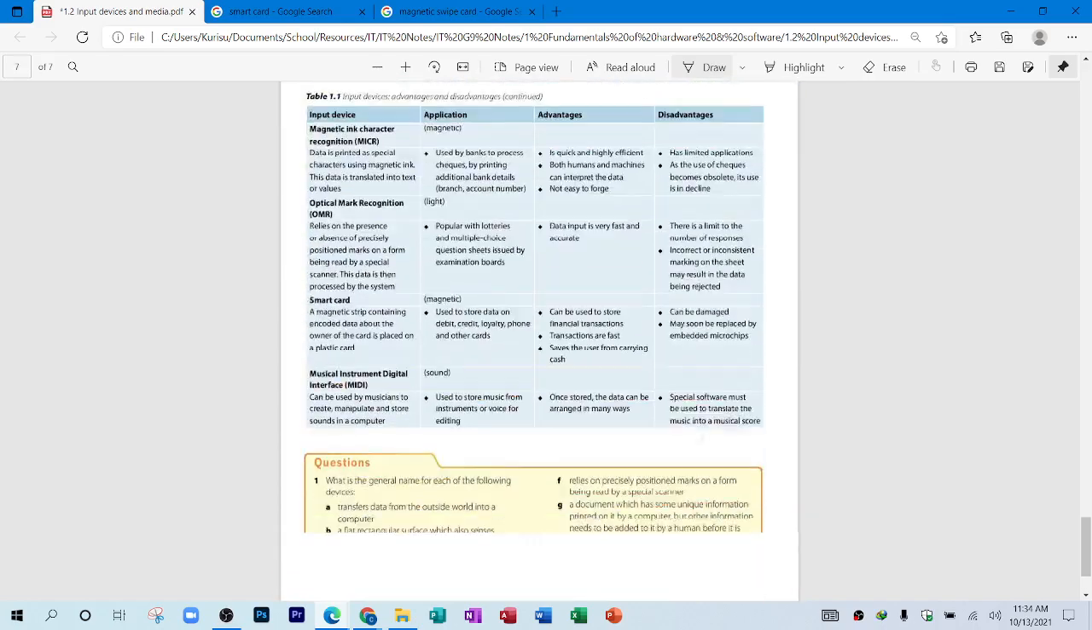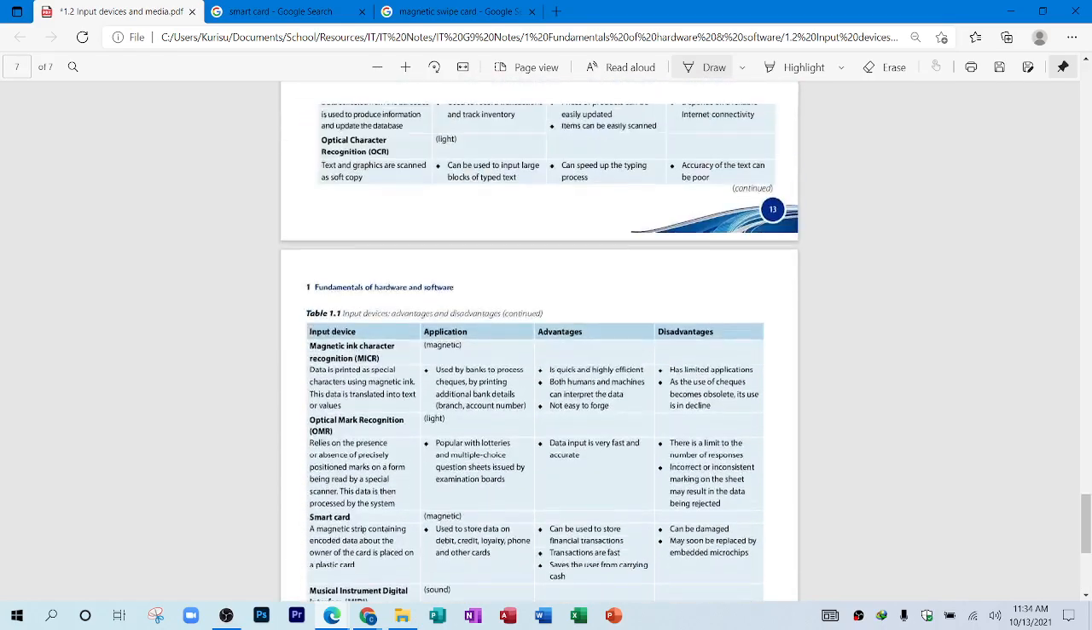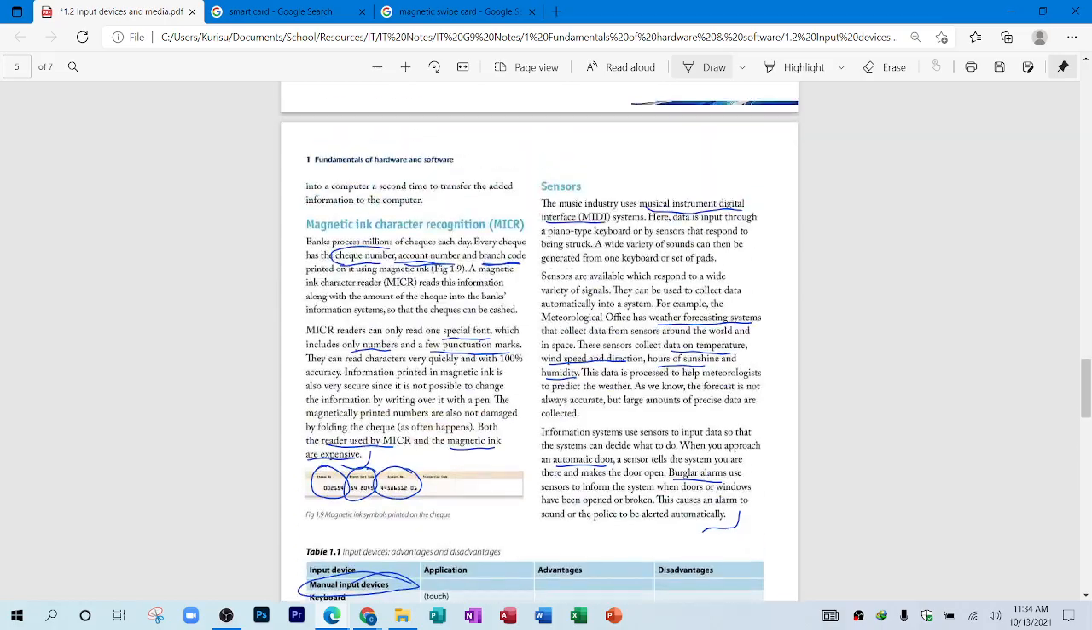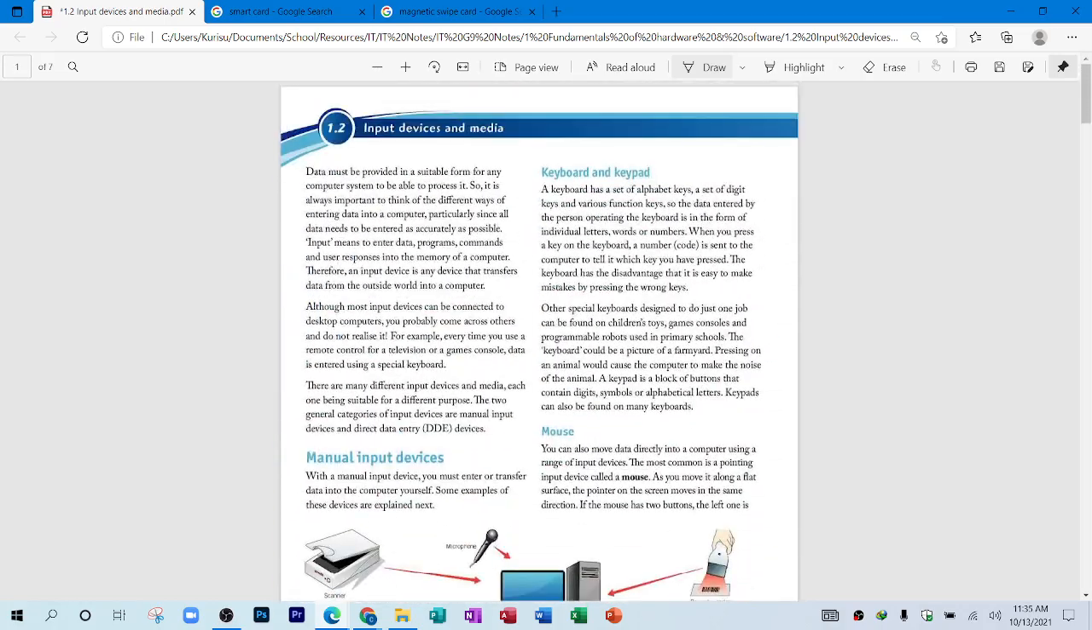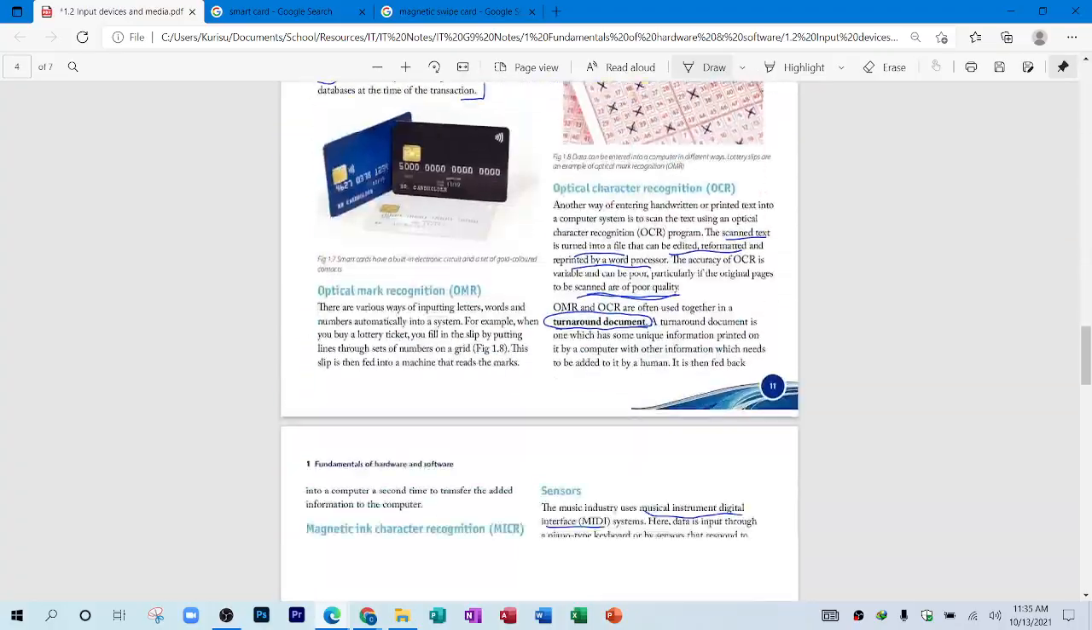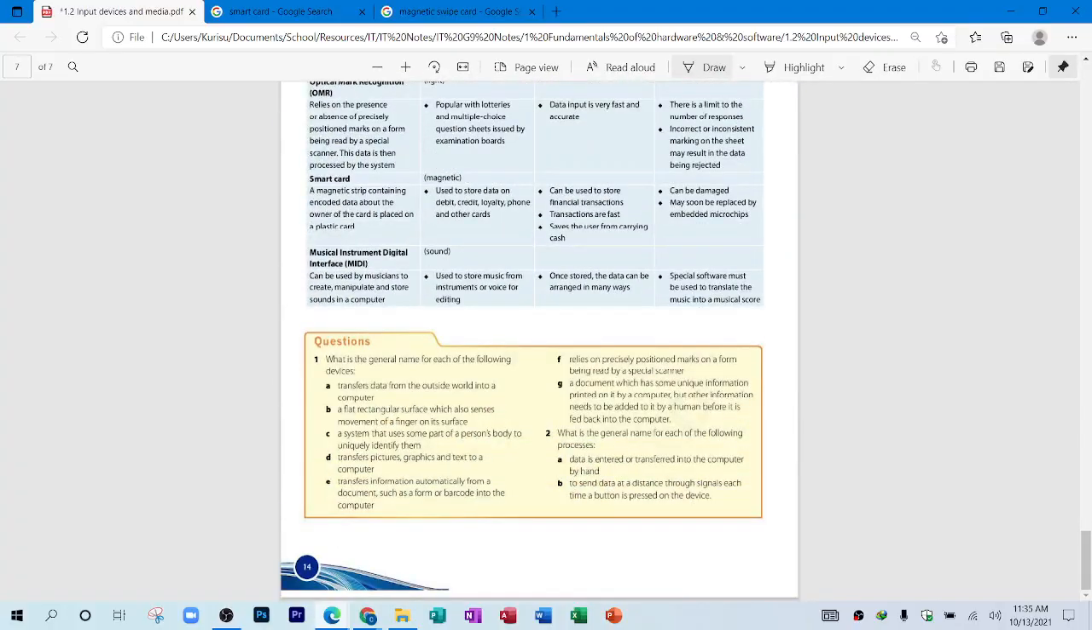Any questions before we conclude? All right, no questions. So we're wrapping up input devices. Next week we're going to start.